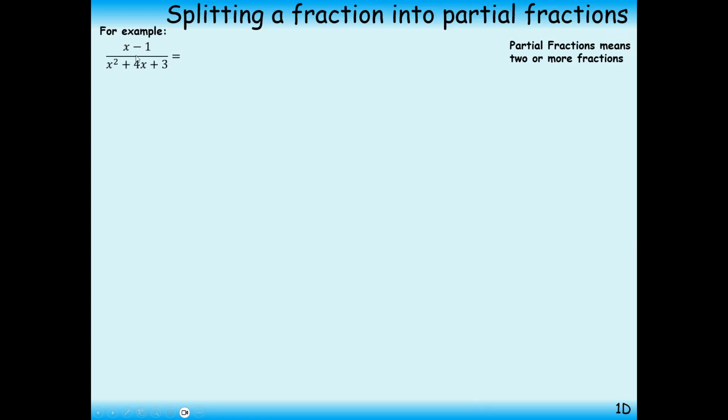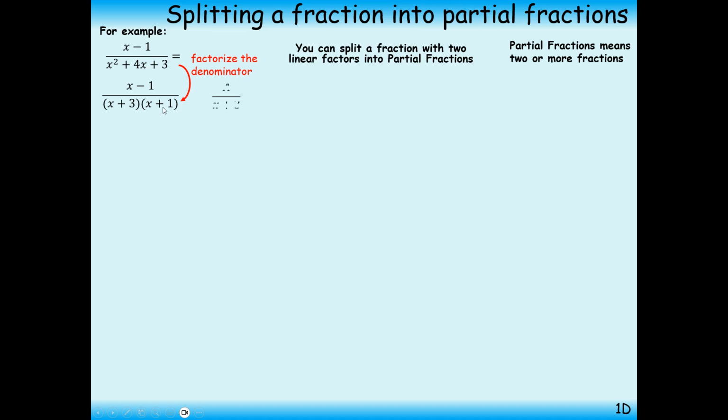In this example, we have x minus 1 on top of a quadratic. If you look carefully, the quadratic in the denominator can be factorized. That's the key to answering this problem: to factorize the denominator carefully and correctly. Once we've factorized it correctly, we will be able to write it as two fractions. One of those fractions will have a factor of x plus 3 in the denominator, and the other fraction will have a factor of x plus 1 in the denominator.